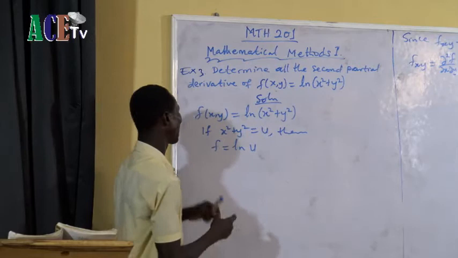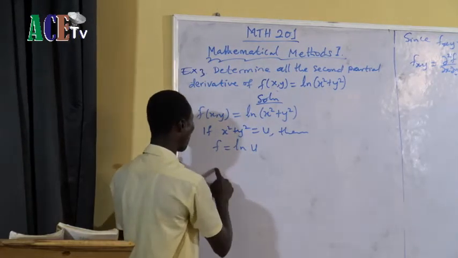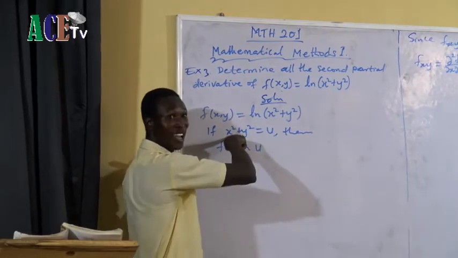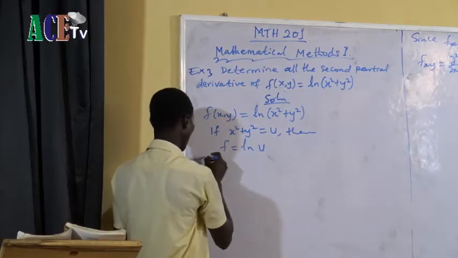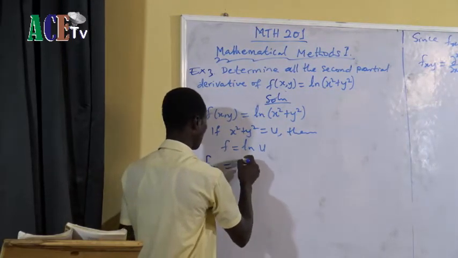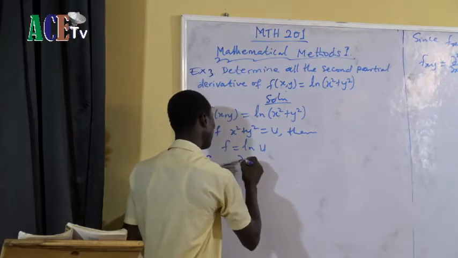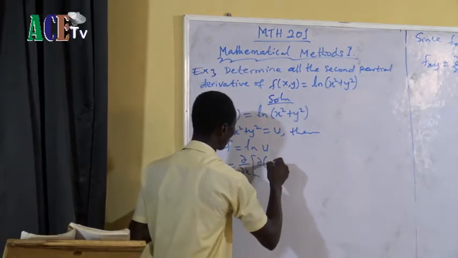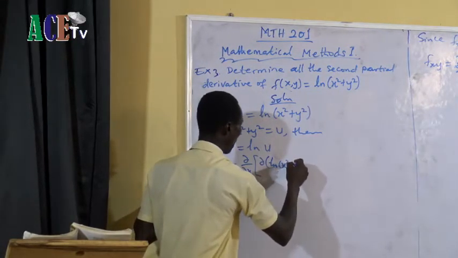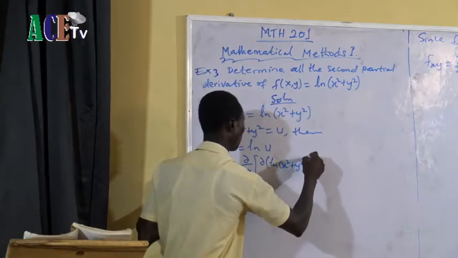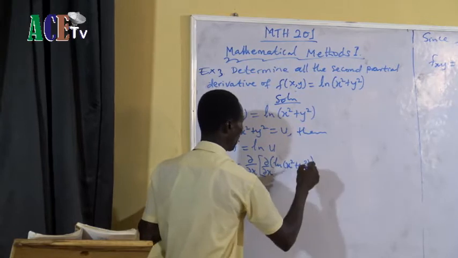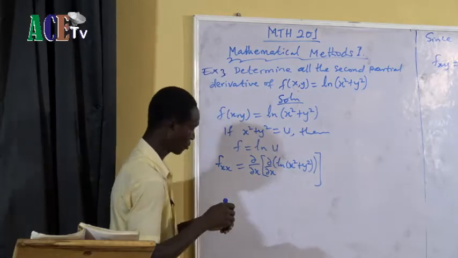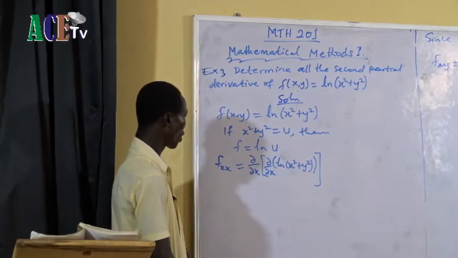Isn't it? Can you see that? I want to differentiate this one. f(u) times u'(x). If I want to find f_x, it will be the derivative with respect to x of ln(x squared plus y squared). Yes, it will be that, the derivative of x squared plus y squared.